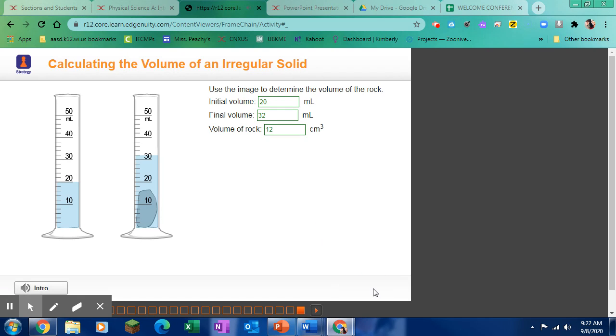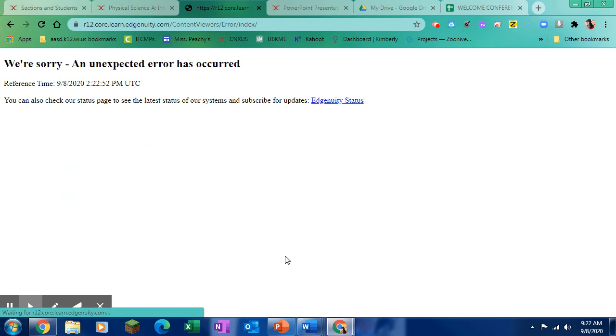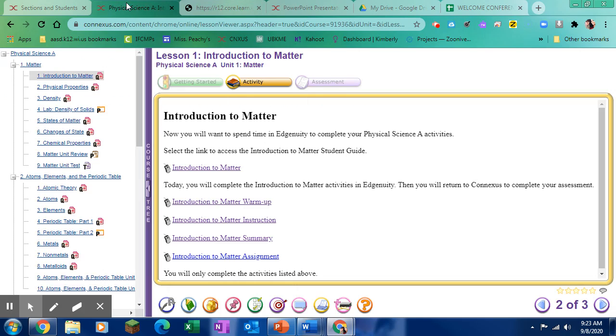The volume of the rock is 12 centimeters cubed. Now, for some reason, all of your Edgenuity lessons end in that crazy, weird error message. So don't worry about that, because that's just how they all end. So that is the end of your matter instruction.